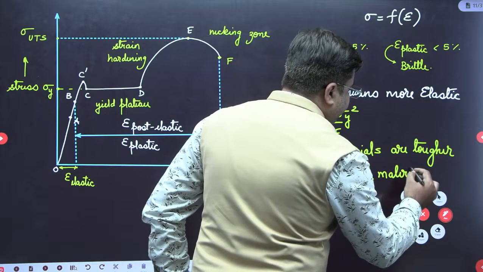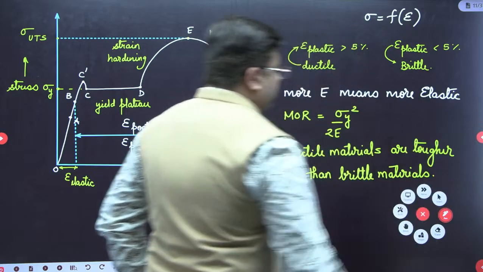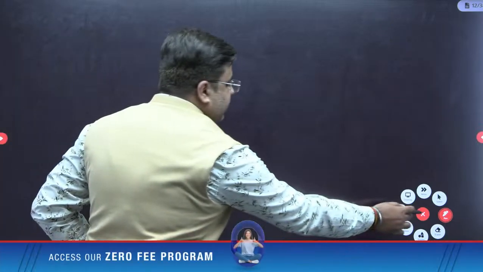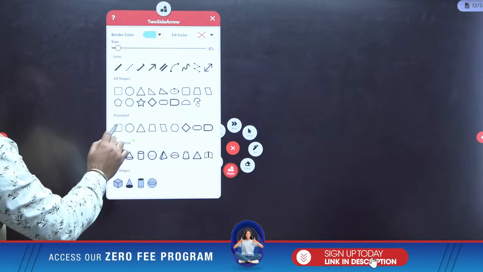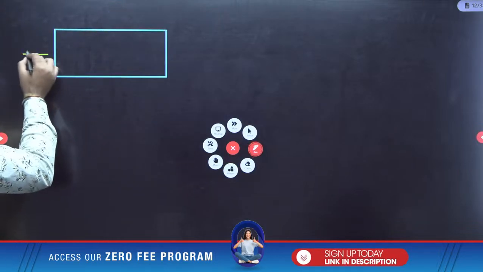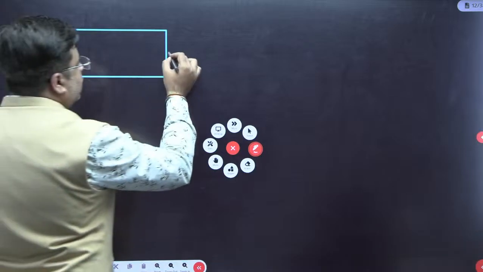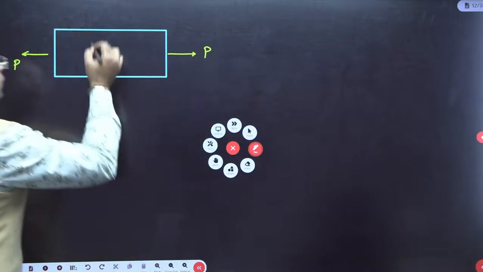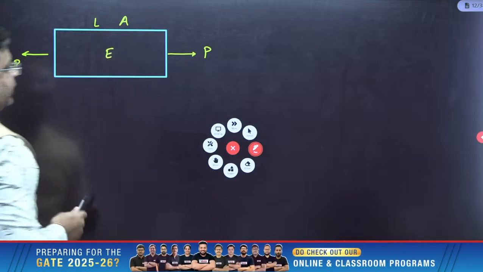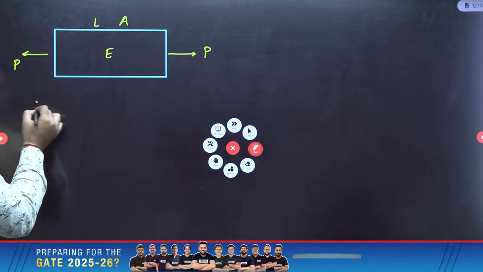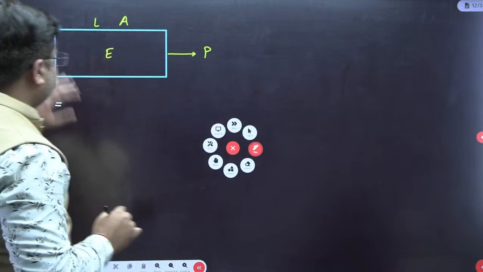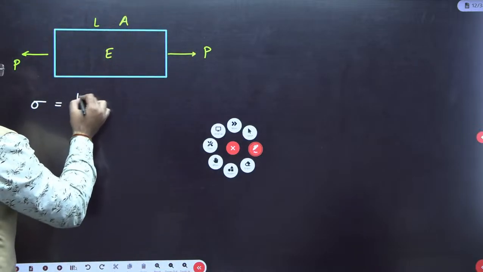So these are the important things about the properties of the material. Okay, let's move ahead. After this we see the elongation, the axial deformation of the prismatic bar. For example, if this is a bar subjected to an axial load of P, the length of the bar is L, area of cross section is A, and the Young's modulus of the material is E. Then first of all, the stress developed in the bar, we are talking about engineering stress, right? The stress developed in this prismatic bar is equal to P upon A.